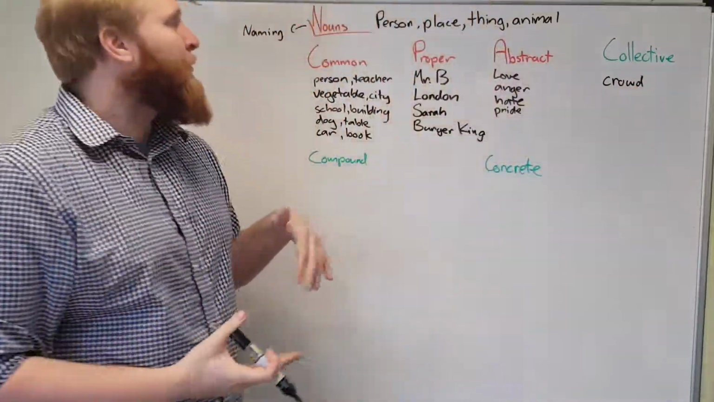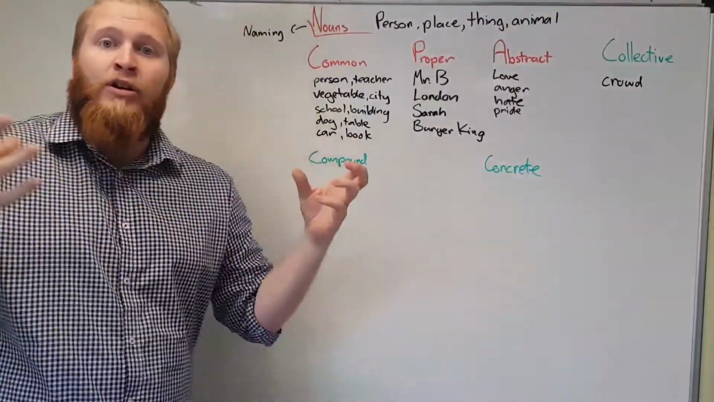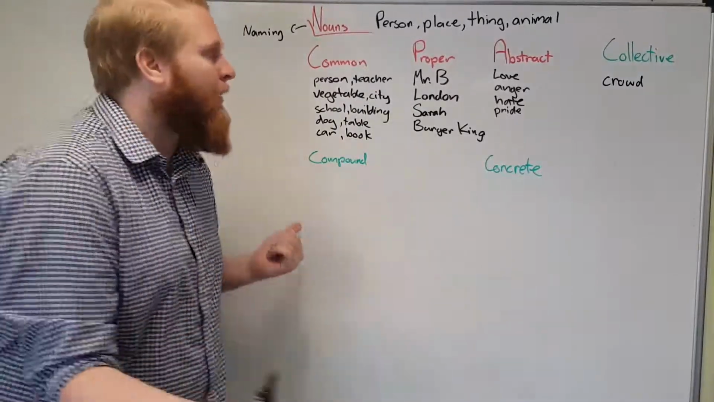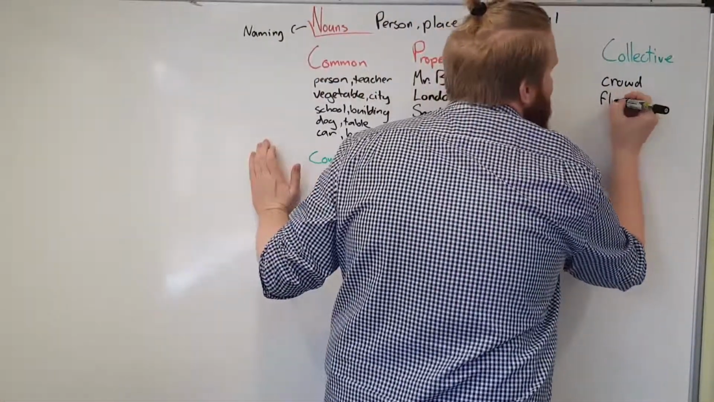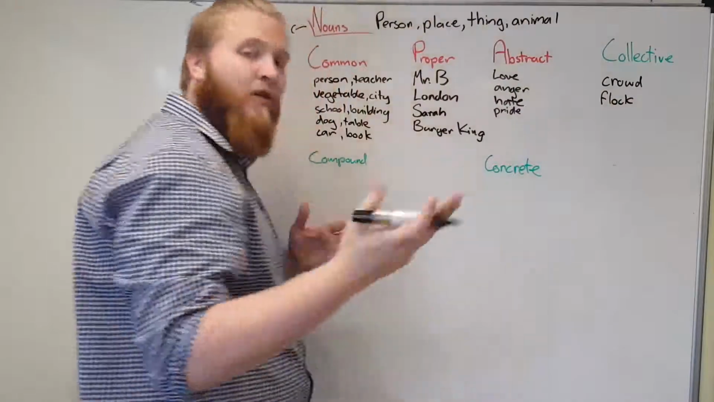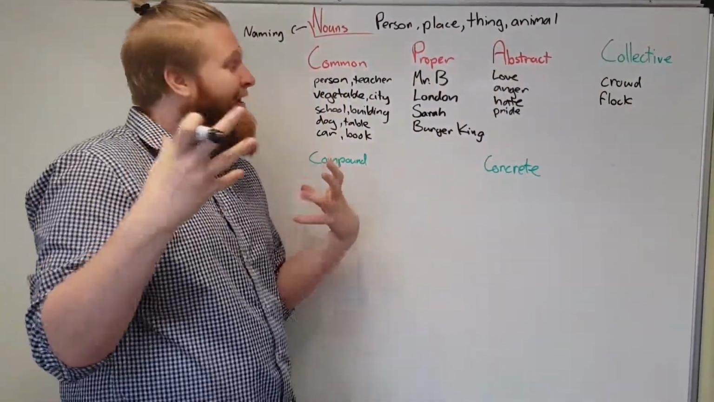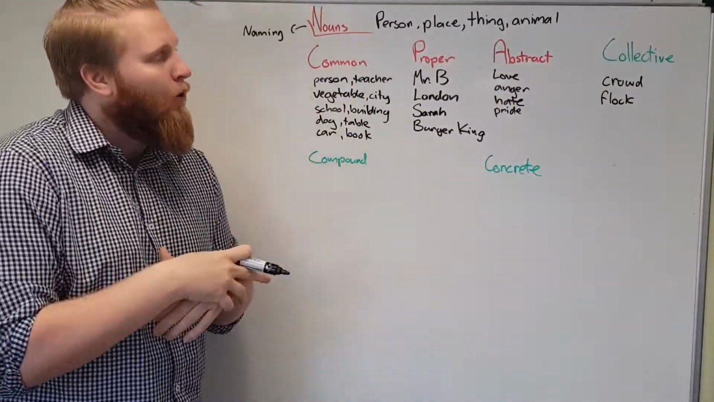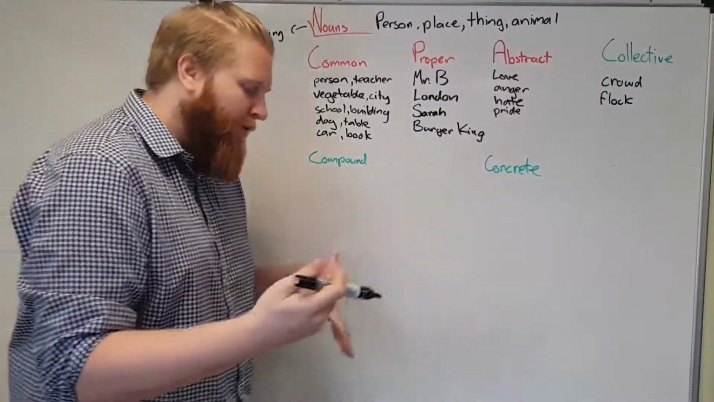Okay, it's a noun for a group of people, so it's collective, it's a group of things, we call it that. We could have flock, because we'd have a flock of birds, it means there's more than one bird there. It's a collection, it's a group of birds, so we use that. So there's quite a few different ones there.